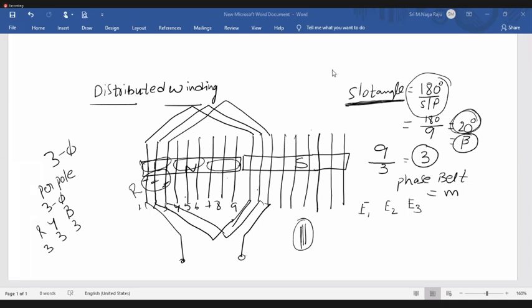Okay. So we can draw this diagram, or you can take a picture. But better if you draw, it will be easy for your reference. So this is the example for distributed winding.